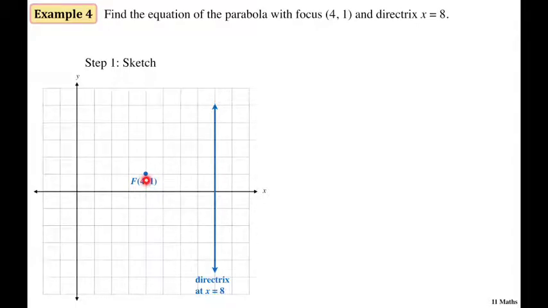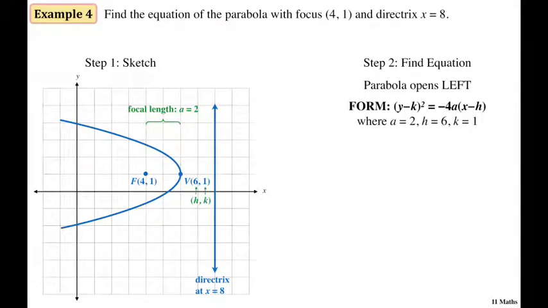So halfway between the focus and the directrix would be there. That is where the vertex would be. So it would be at the point (6, 1). And it would therefore open to the left. Now our value of a, the distance from the focus to the vertex, is 2 units. We can see that there. So a is 2, and the vertex gives us our h value and our k value, so h is 6 and k is 1.